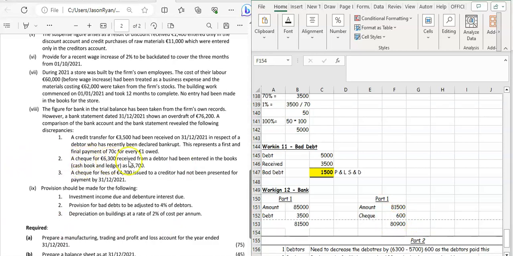So the cheque, we need to reduce our debtors because they paid us an extra 600. We need to reduce our bank because we received more money than we actually accounted for.